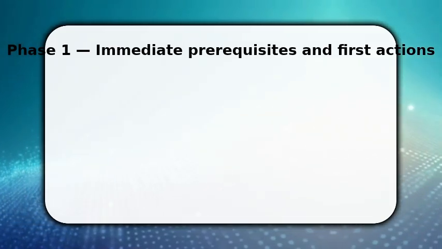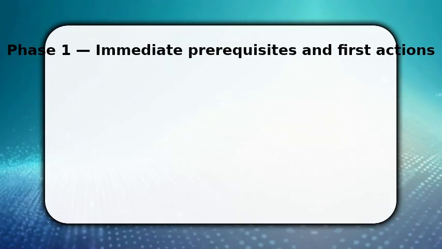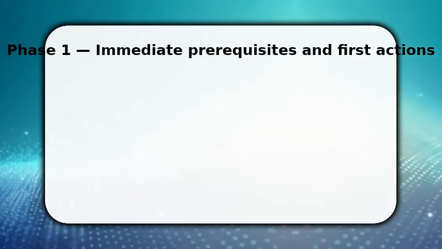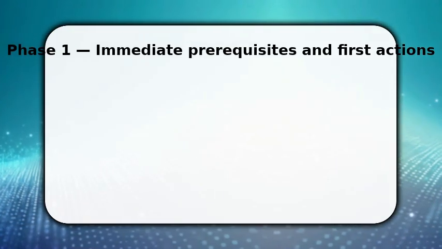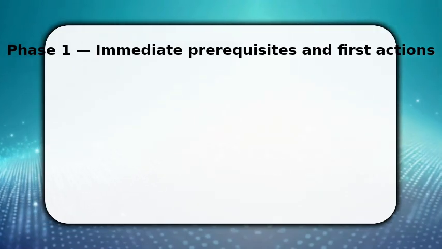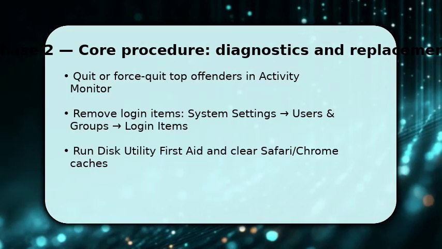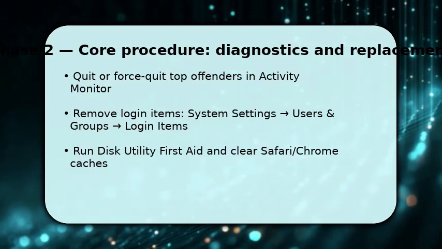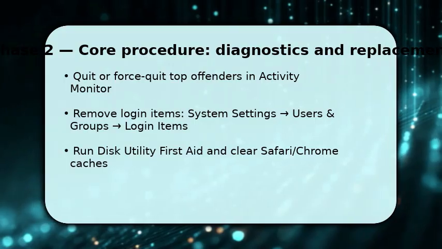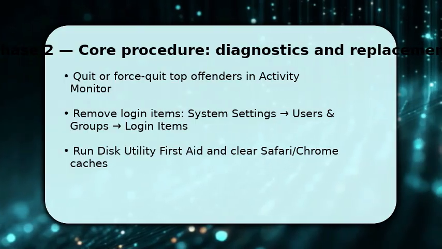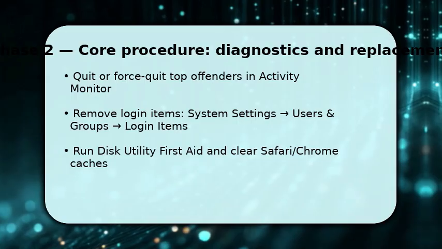Next, launch Activity Monitor and sort by CPU and memory to find the biggest culprits. You'll use that list to quit or update troublesome apps, and to decide whether a deeper cleanup or storage move is needed. You now act on the data from Activity Monitor. Quit or force quit the top offenders. If an app repeatedly spikes CPU, update or reinstall it.